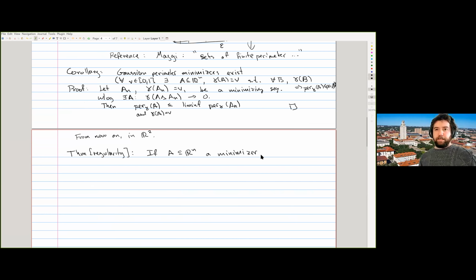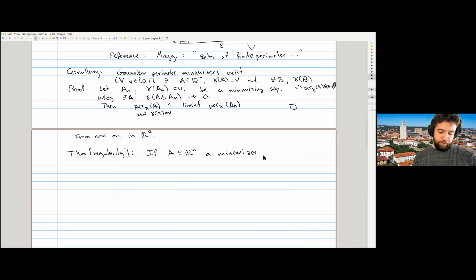I would like to say that A is a nice set with a smooth boundary. I can't quite do that because of the property that I told you, that the perimeter doesn't care about sets of measure 0. So you can definitely have a perimeter minimizer which is a strange set, in the sense that it was a nice set, but then someone messed it up by adding a set of measure 0. So I have to deal with that here.